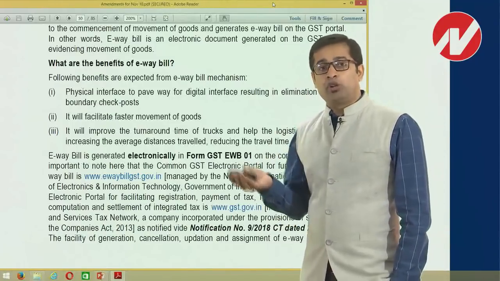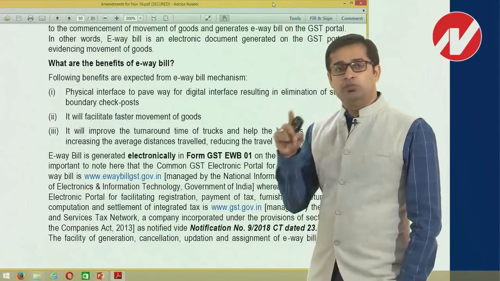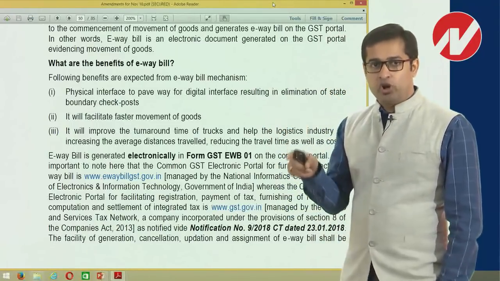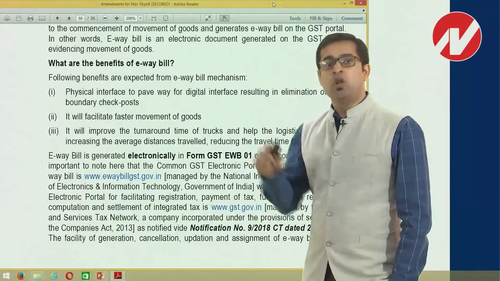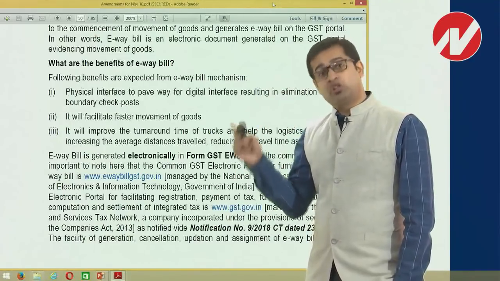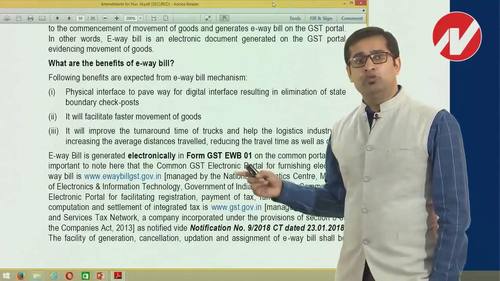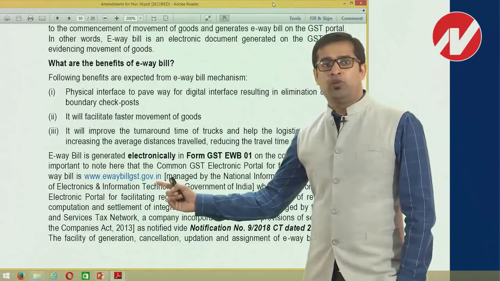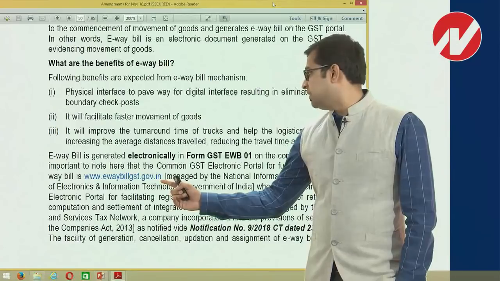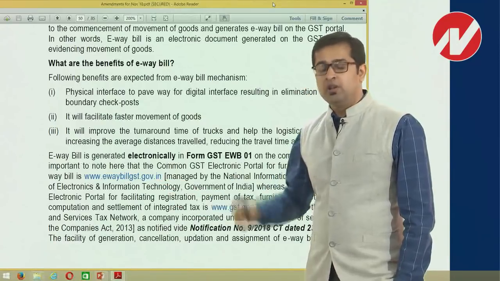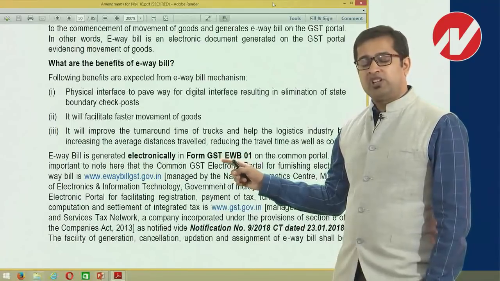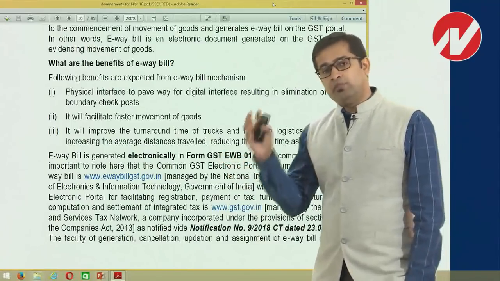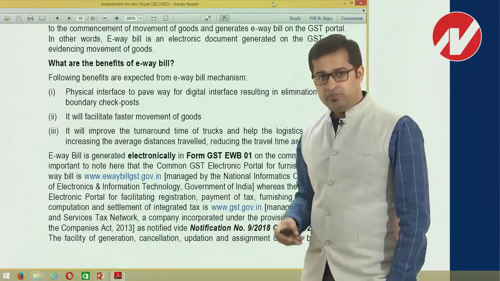Obviously, it is on a common portal, and that common portal is not www.gst.gov.in. Rather, there is a separate portal created for that part, which is www.ewaybillgst.gov.in. So technically, you need to go to that portal. As you can read over here, it is www.ewaybillgst.gov.in. Over there, you have to select the form, which is Form GST EWB01. You have to submit the basic details to generate an e-way bill.